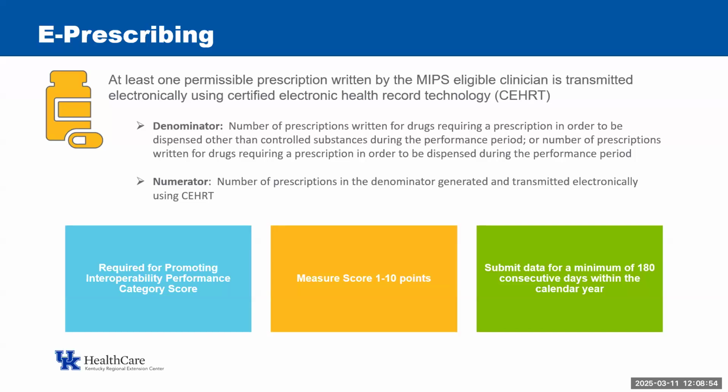Prescriptions that are not included in this measure include over-the-counter medications or any kind of durable medical equipment. If by chance a patient requests a paper prescription, you can still do that, but that patient will still be included in the denominator for receiving that prescription.